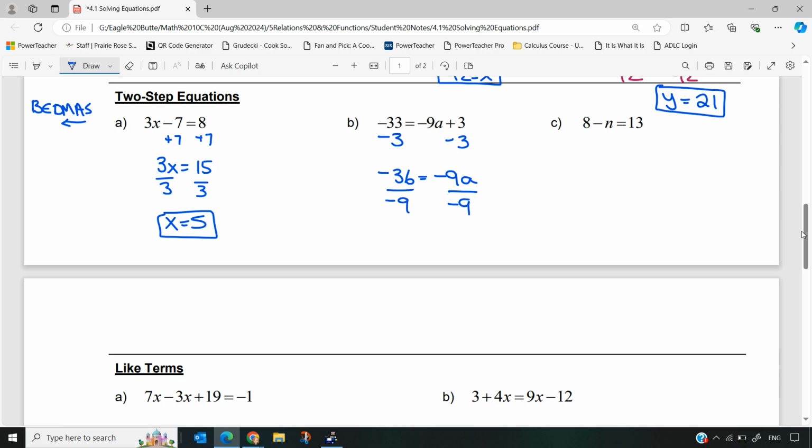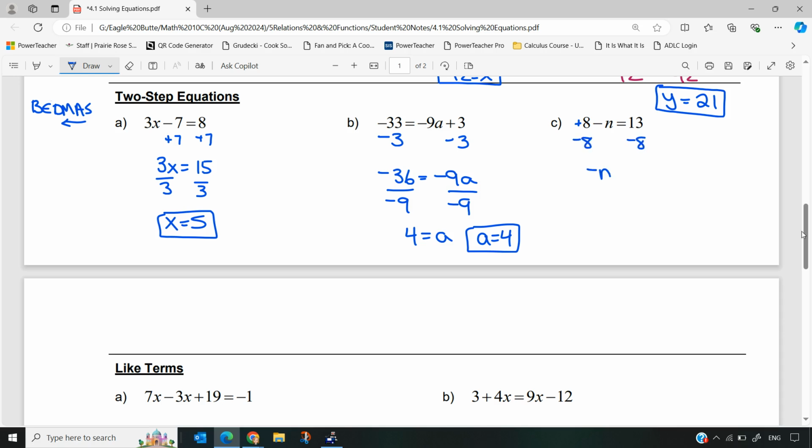And so negative 36 divided by negative 9 is 4. So we have 4 equals a, or we can rewrite that as a equals 4. For c, we have 8 minus n equals 13. So that's like a positive 8 subtracting n. And in order to get rid of that positive 8, we're going to subtract 8 from both sides.